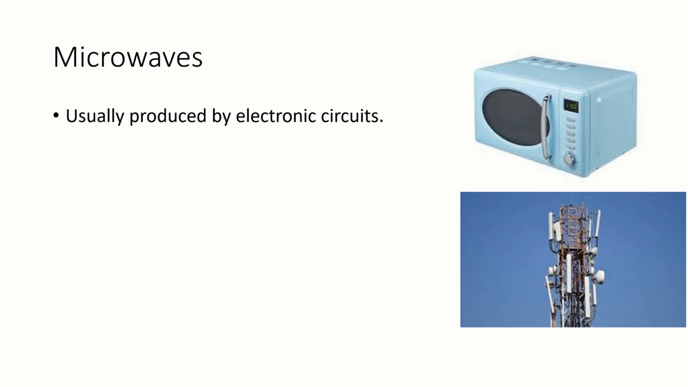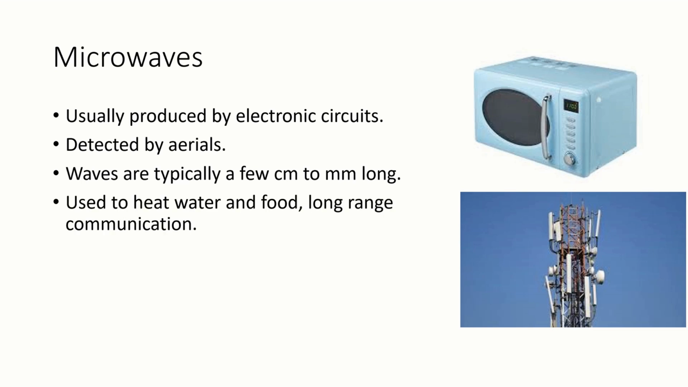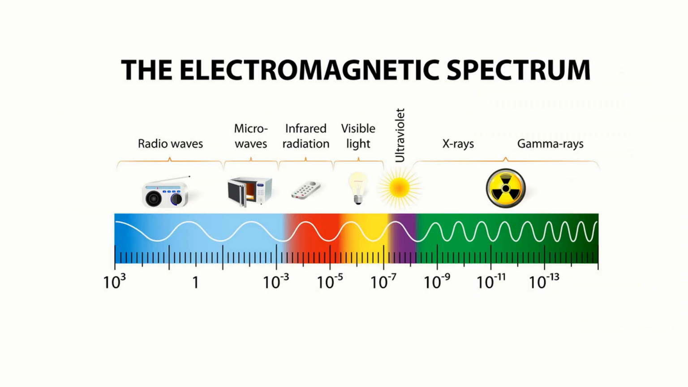The microwaves themselves are really a form of light, an electromagnetic radiation. Again, microwaves are usually produced by electronic circuits. Again, microwaves, like radio waves, can be detected by aerials. But microwaves are a lot smaller than radio waves, typically being a few centimetres long. As well as being used to heat water and food, microwaves are used for long-range communication, including Wi-Fi signals.